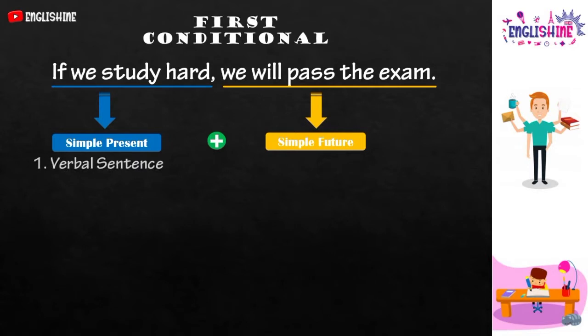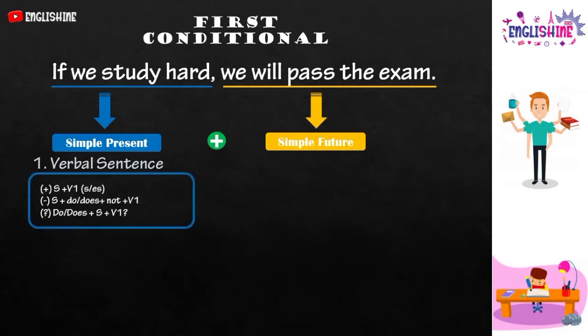First is a verbal sentence. Here are the formulations how to make it. There are positive using verb 1 plus s or es, negative using don't or doesn't, and interrogative using do or does in front of the sentence.